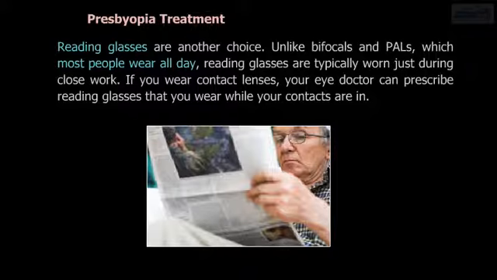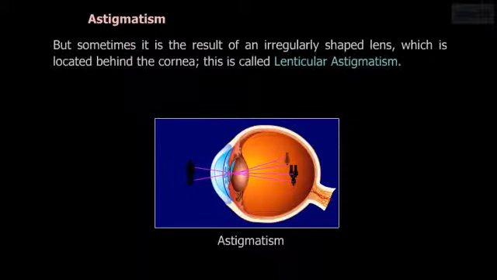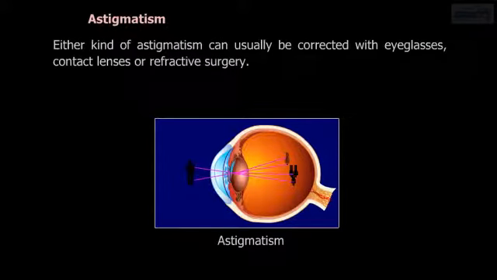Astigmatism. Astigmatism is the most common vision problem. It may accompany nearsightedness or farsightedness. Usually, it is caused by an irregularly shaped cornea called corneal astigmatism, but sometimes it is the result of an irregularly shaped lens, which is located behind the cornea. This is called lenticular astigmatism. Either kind of astigmatism can usually be corrected with eyeglasses, contact lenses, or refractive surgery.